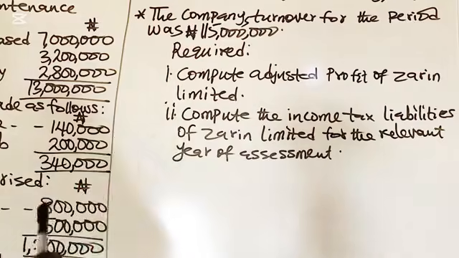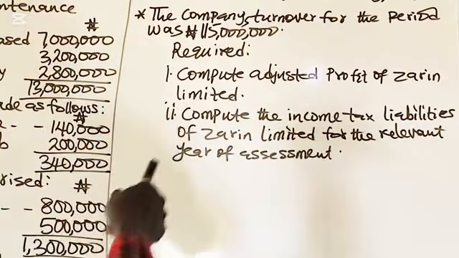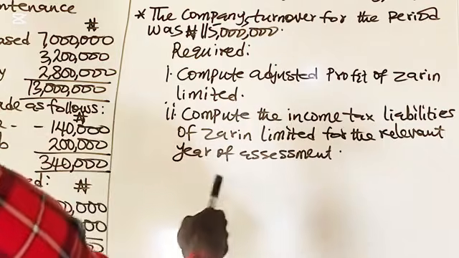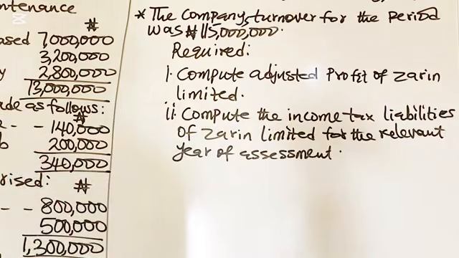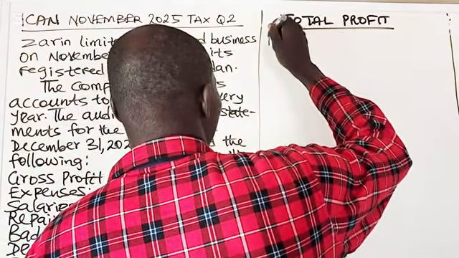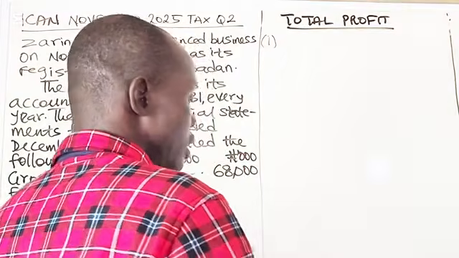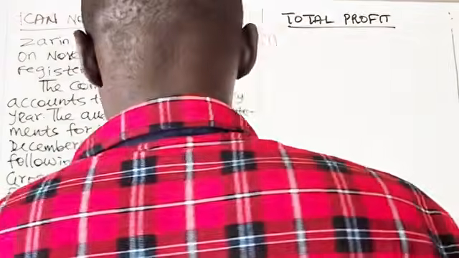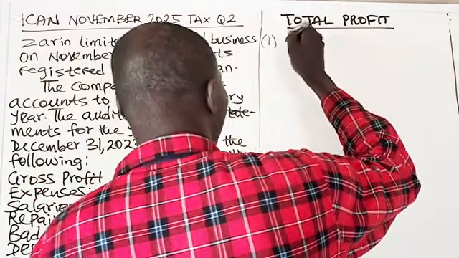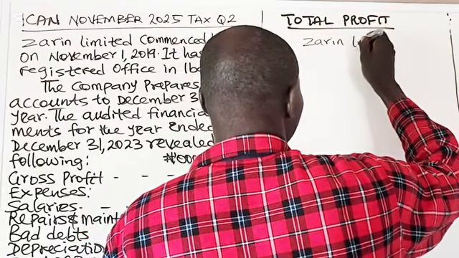Required. 1. Compute adjusted profit of Zarin Limited. 2. Compute the income tax liabilities of Zarin Limited for the relevant year of assessment. From the requirement 1, we are to compute the adjusted profit of Zarin Limited. The name of the entity is Zarin Limited. So we have Zarin Limited.